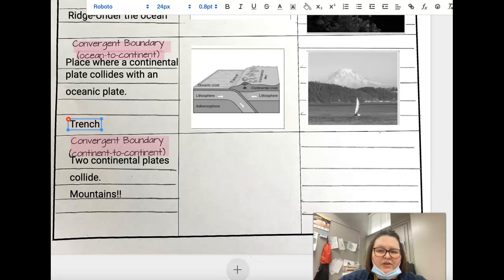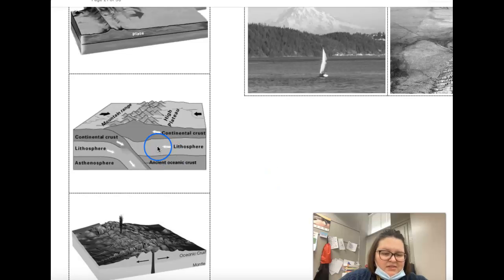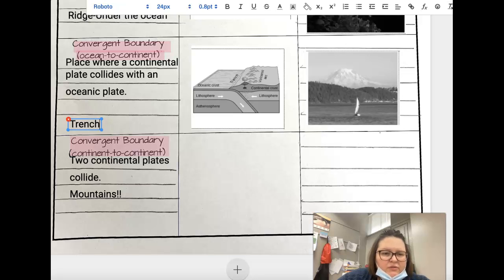Okay, head over to your pictures. You should have two more left. You're going to find the one that looks like this. I'm going to put a box around it now. Here it comes. You're going to go over to your paper and glue it in the middle column.